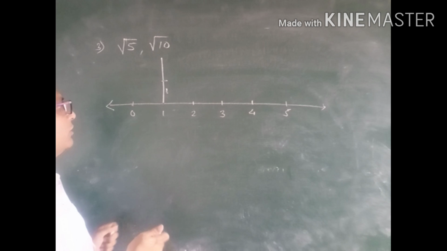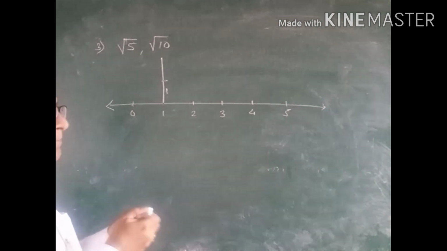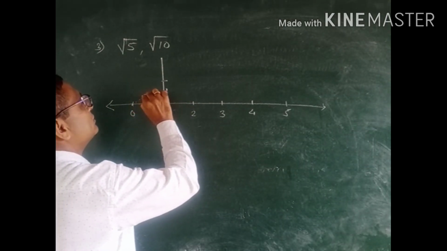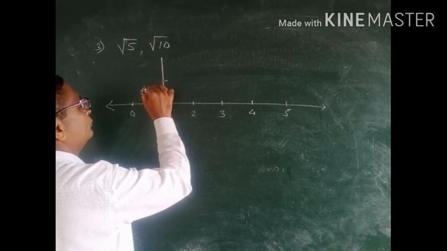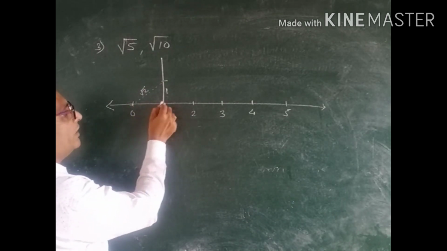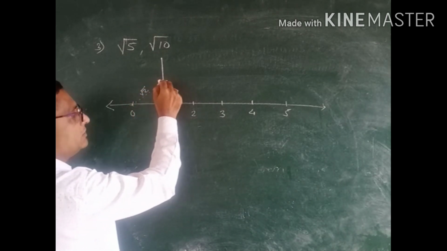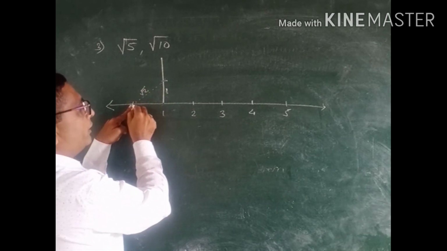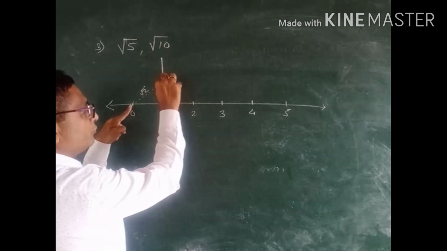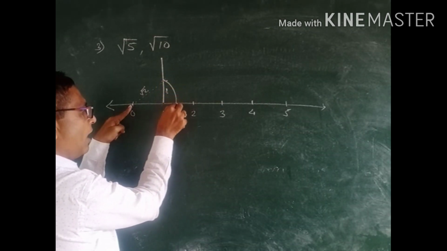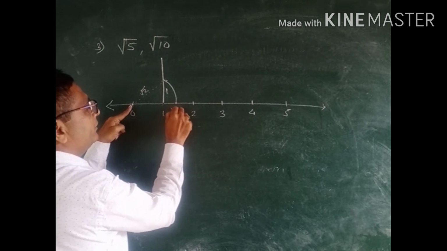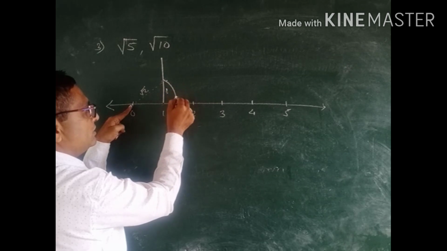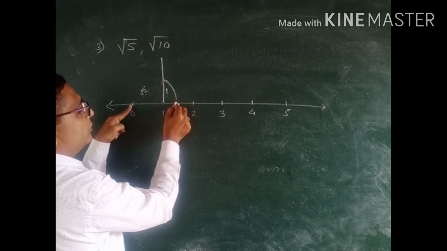Now, take the measure between the 2 points with your compass. Let's put the steel point here and the pencil point here. This distance becomes under root 2. By Pythagoras theorem, this is 1 and this is 1, so this hypotenuse becomes under root 2. Now put the steel point of your compass here and the pencil point here and draw an arc. This point will be under root 2, because this distance is under root 2.